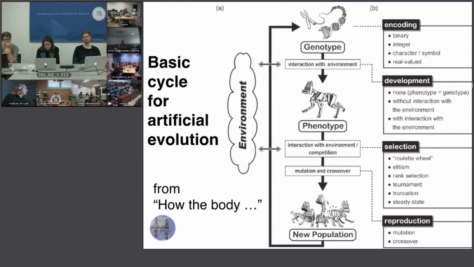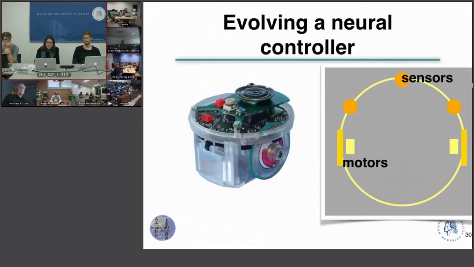So let's take a practical example and start with evolving a neural controller for this little robot here. That's a Khepera robot, which is very often used in robotics for such experiments because they are quite small and easy to program. And this robot has 2 motors, and let's assume in that case we have 3 distance sensors.